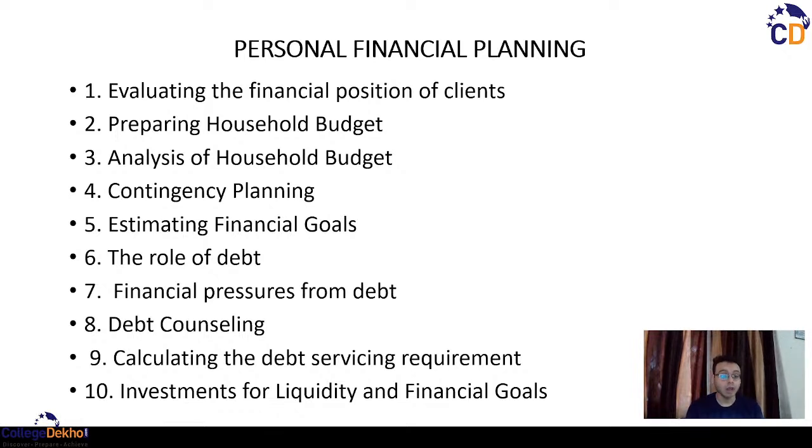The role of debt you have to take into account: how much debt you can afford to take, and whether the debt is necessary or not. Because a large number of businessmen and big people take debt for the creation of assets, but we as laymen belonging to middle class families take debt for the purpose of luxury items. Then financial pressures from debt, because ultimately if you are taking debt to a great extent, there can be some financial pressures also.